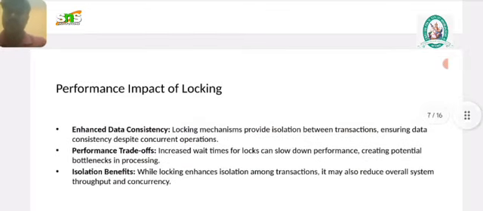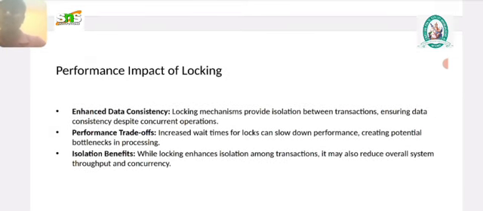Next is the performance impact of locking. There are three points: enhanced data consistency, performance trade-offs, and isolation benefits. Enhanced data consistency provides isolation between transactions, ensuring consistency despite concurrent operations. Performance trade-off: increased wait times for locks slow down performance and create potential bottlenecks in processing. Isolation benefits: while locking enhances isolation among transactions, it may also reduce overall system throughput and concurrency.